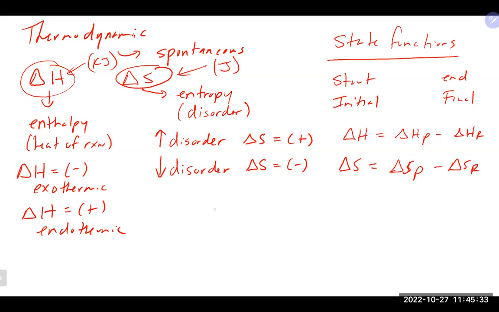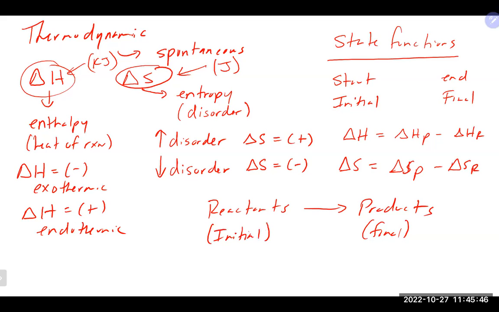Once again, that is because when we look at a chemical reaction, we have reactants that go to products, and our products are our final state, right? And our reactants are our initial state. So when we do products minus reactants, that's essentially what we're doing when we calculate something like delta H or delta S.